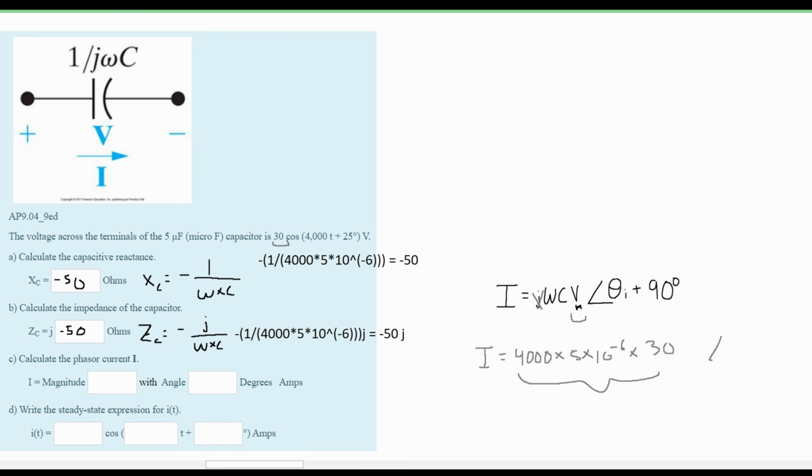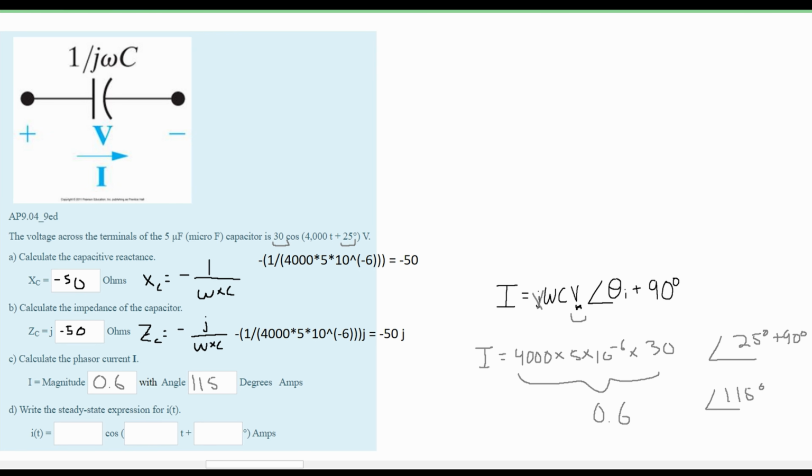The next part we have is our angle right here. We know that our angle is 25 degrees, so we're just going to add it to our 90 degrees. And this is going to give us an angle of 115 degrees. So our magnitude here is 0.6. And that is the answer for part C.